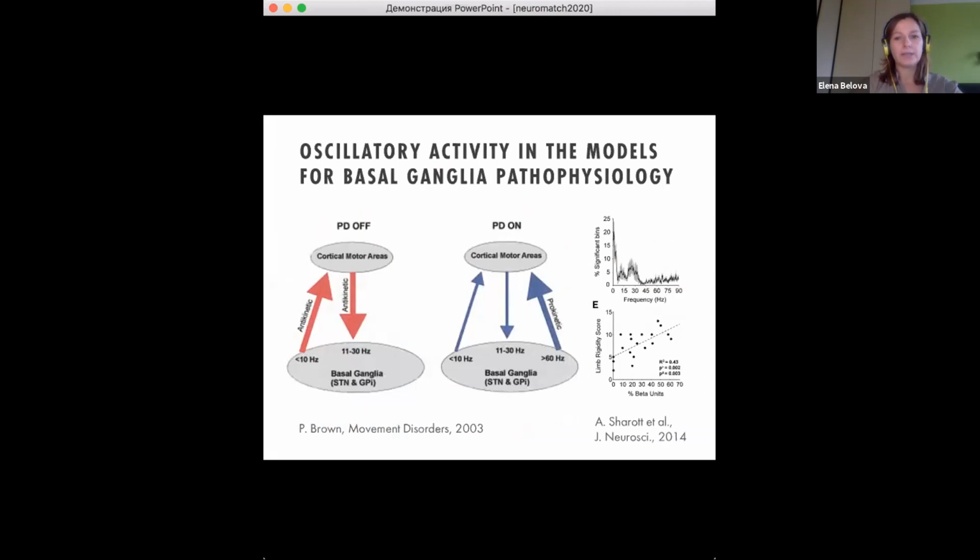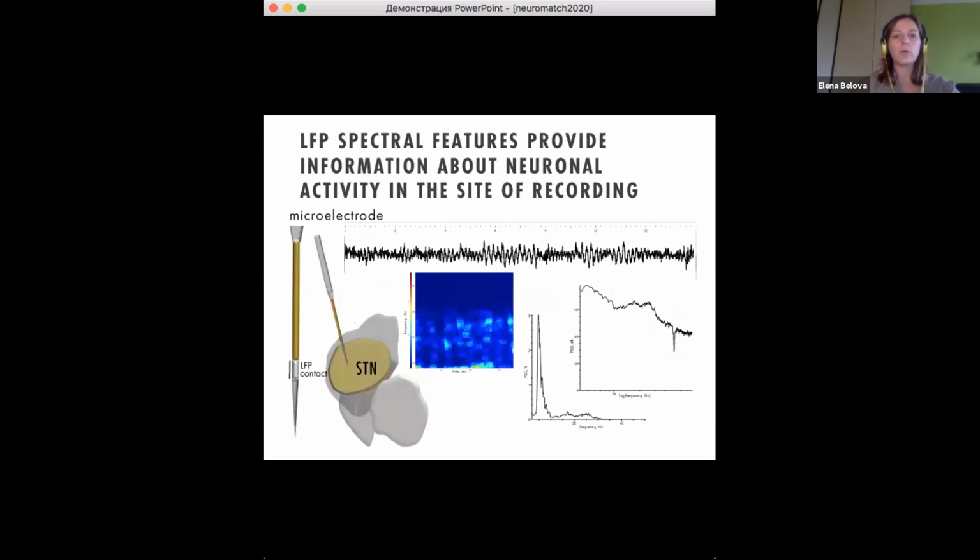And here you can see the picture from the review of Peter Brown about oscillations in basal ganglia. Peter Brown states that lower frequency oscillations in theta, alpha, and beta range are antikinetic, while higher frequency gamma oscillations are prokinetic and facilitate the movement. So how can we study these oscillations?